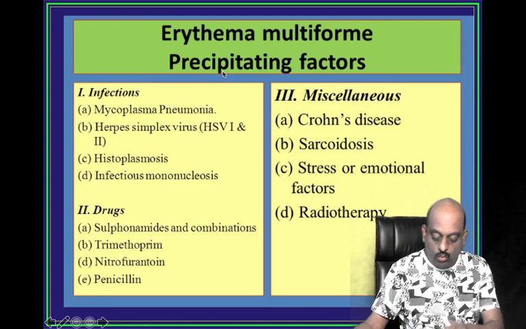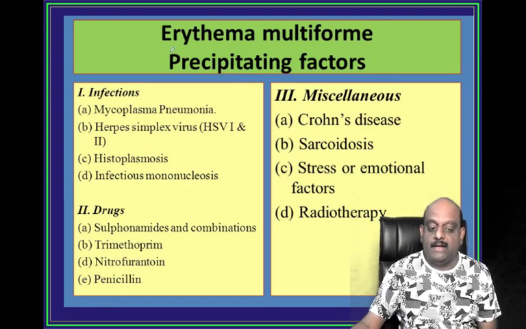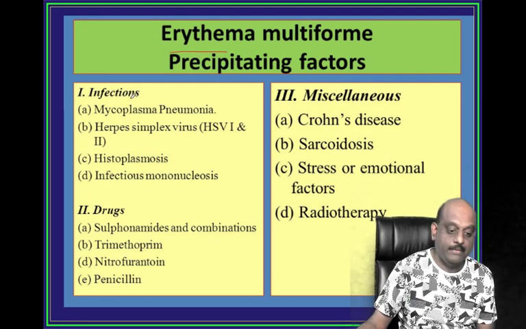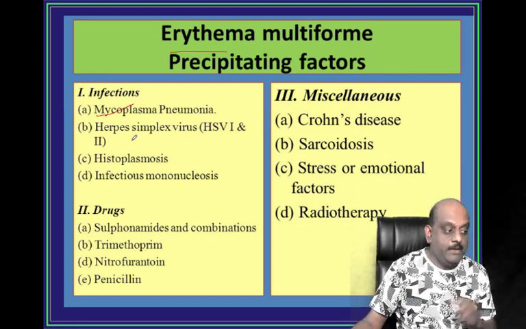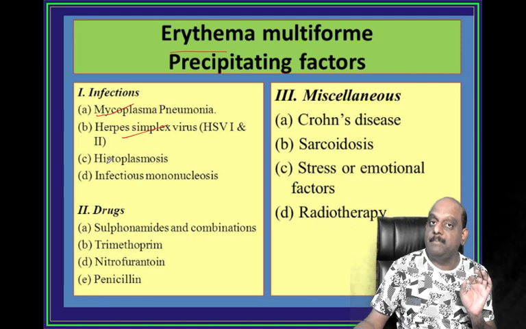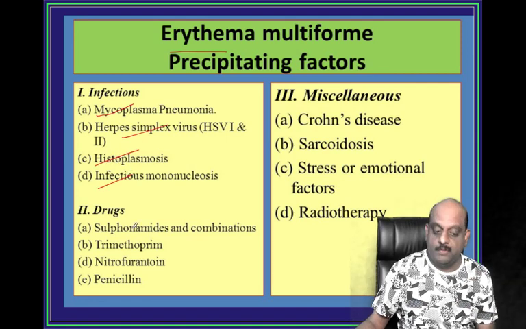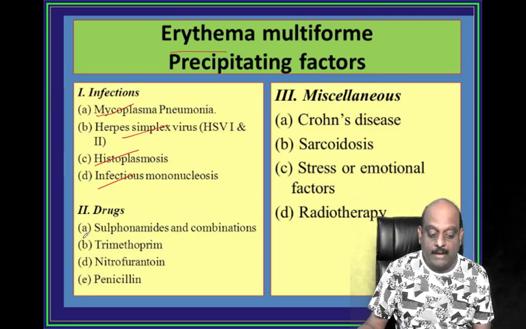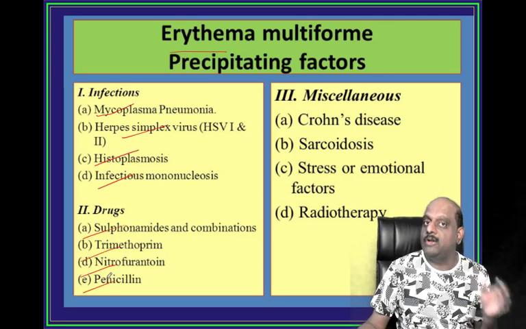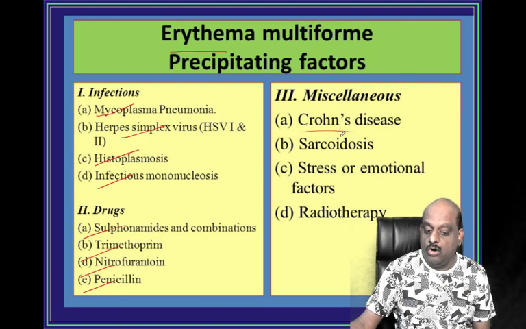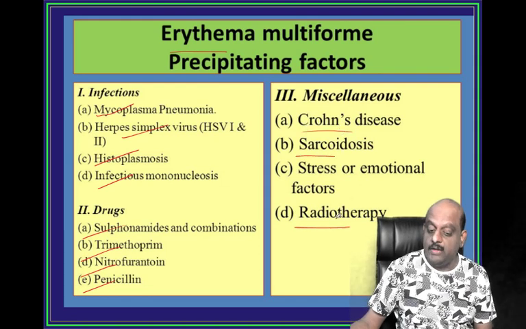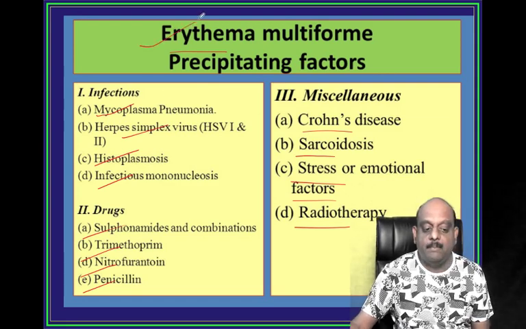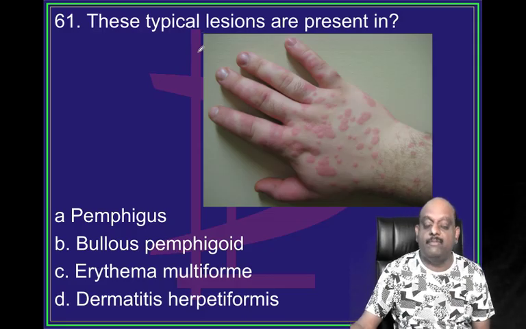Now, what are the predisposing factors for erythema multiforme? Is it now clear? Okay. Mycoplasma pneumoniae, herpes simplex, histoplasma, infectious mononucleosis. Then what are the drugs leading to erythema multiforme? Sulfonamides, trimethoprim, nitrofurantoin, and penicillin. Crohn's, sarcoidosis, radiotherapy, stress and emotional factors, anything can precipitate erythema multiforme.